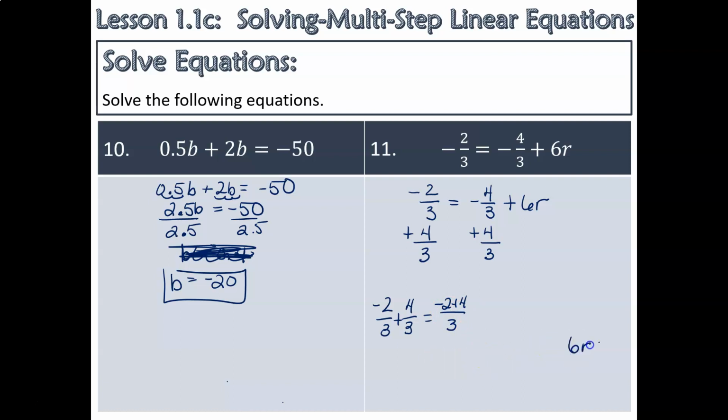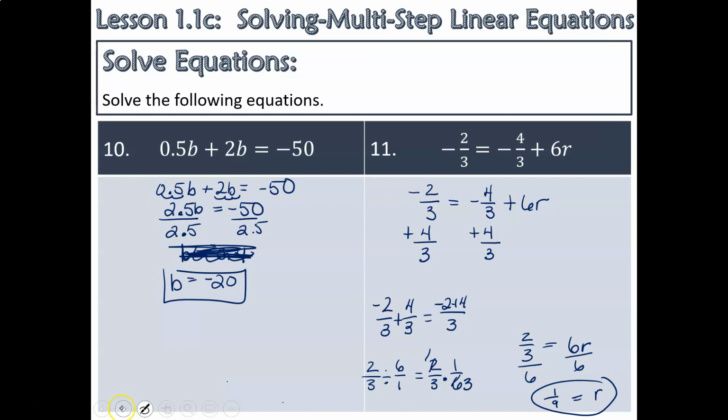So I have 6r left over here. Now we have to undo this by dividing by 6. So if you divide, you multiply by the reciprocal. So 2/3 divided by 6/1 is the same thing as 2/3 times 1/6. When you cancel, you end up with r equals 1/9. All right, that was number 11.